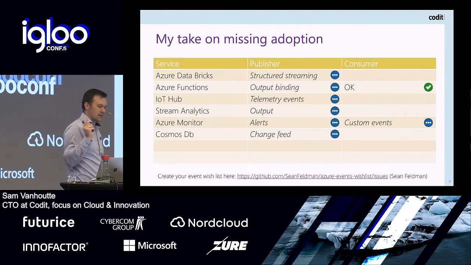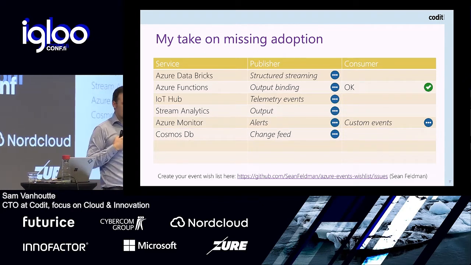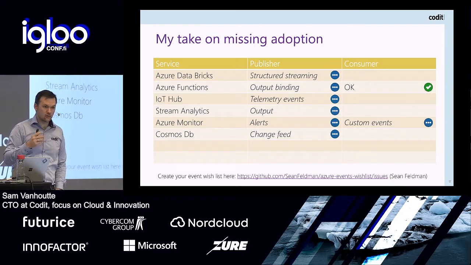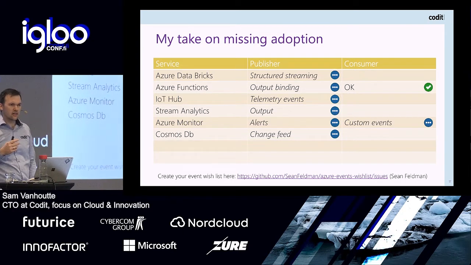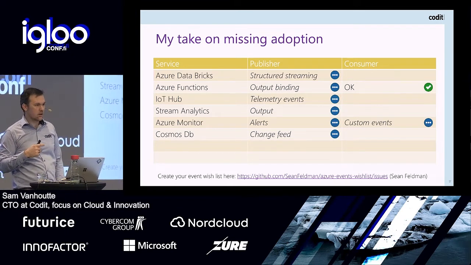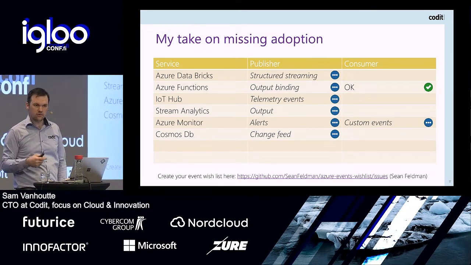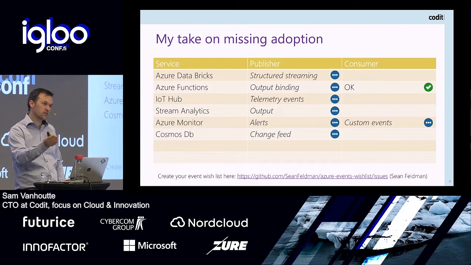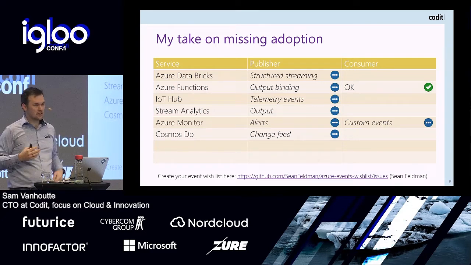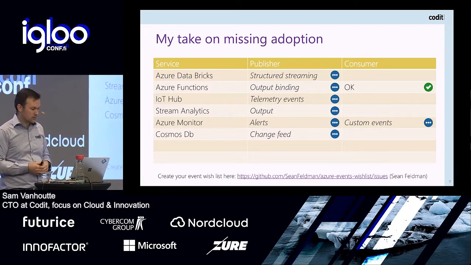So this is where I said things that I'm missing. And actually, if you see the link at the bottom, there's another MVP. I think he was here last year, Sean Feldman from Canada, who has set up a GitHub repository where you can create issues. If you feel that there's some event that you would love a Microsoft product team to build, you can create it there. Because the power of Event Grid really depends on that one.